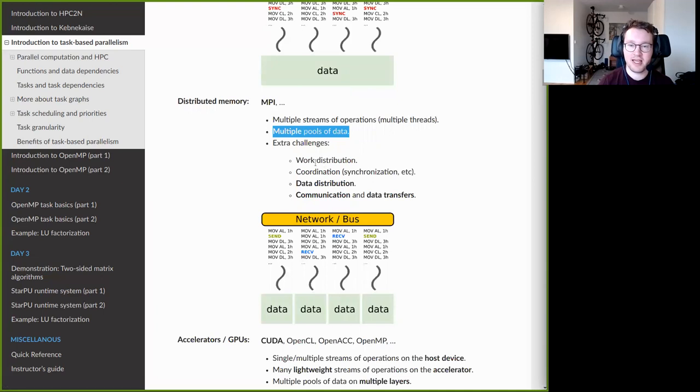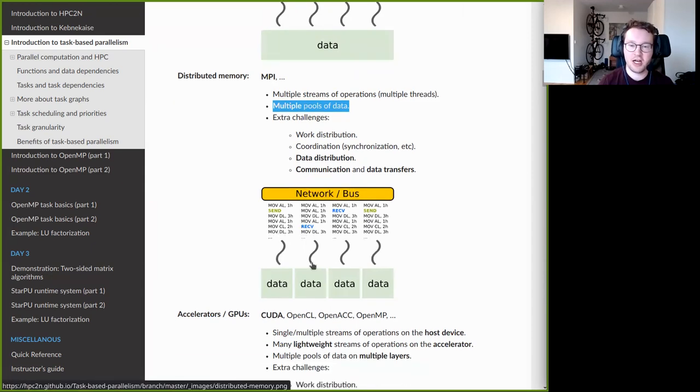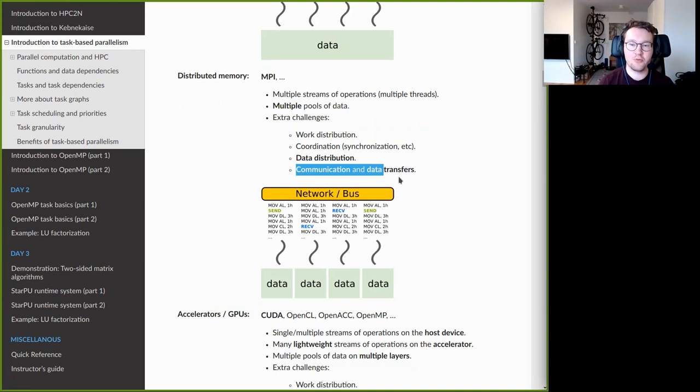And we have the same complications. We have to think about how the work is distributed among the threads. How do the threads coordinate the execution? But then we also have to decide how we are going to distribute the necessary data among these local memory spaces. And then, of course, there are the communication and data transfers across the network that we have to somehow figure out how to do.